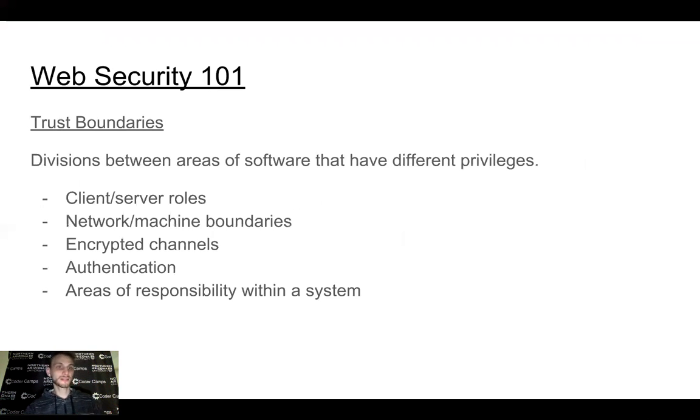So next, let's talk about trust boundaries. Trust boundaries are divisions between areas of software that have different privileges. We've got client-server roles, network machine boundaries, encrypted channels, authentication, and areas of responsibility within a system. Let's go ahead and go over each of those.